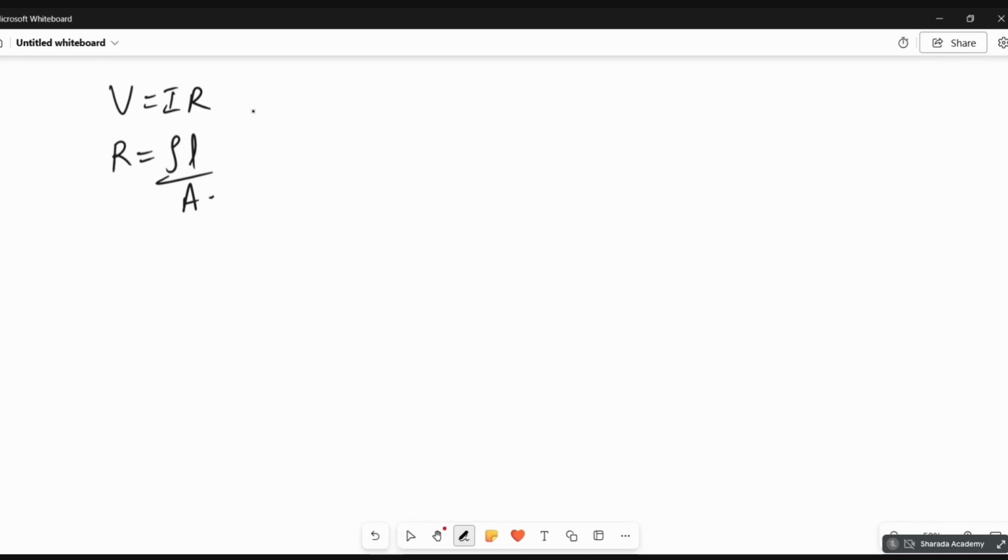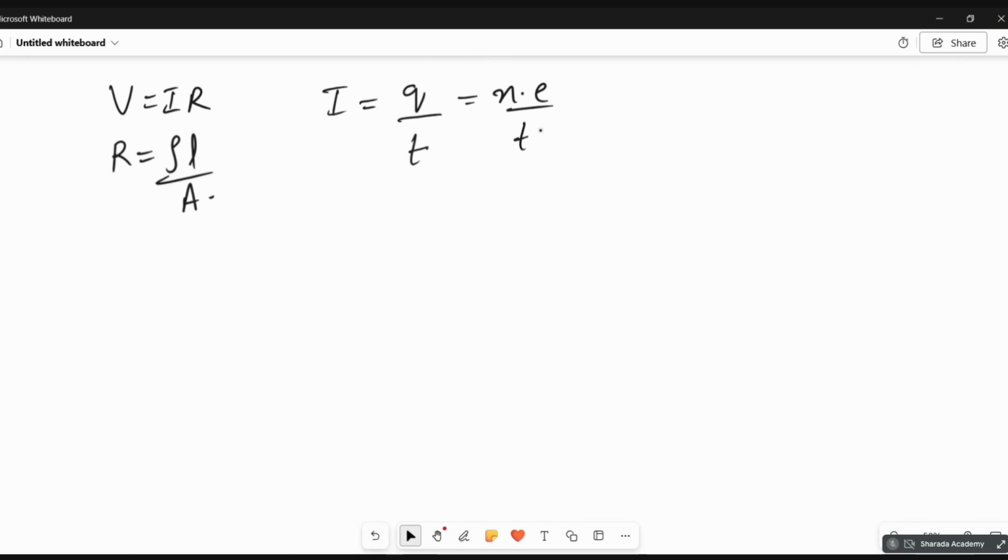We studied Q by T. What is Q by T? Current. Current is equal to Q by T. What is Q? N into E also you can consider. So I is equal to N into E by T.